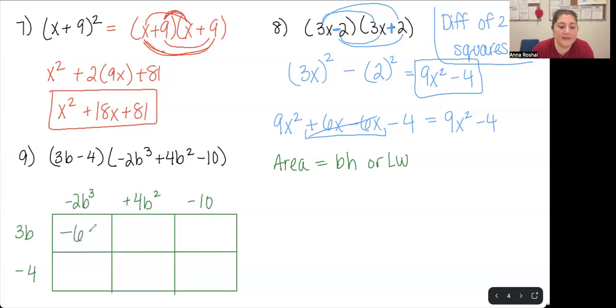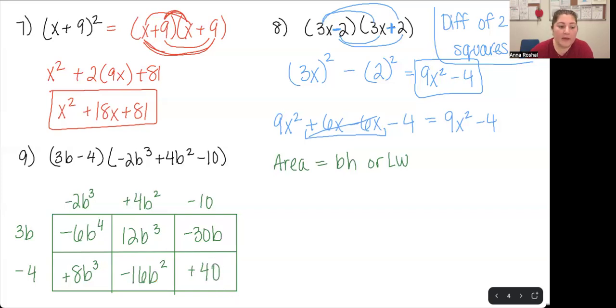So this will be negative 6b to the fourth. 3b times 4b squared is going to be 12b to the third. 3b times negative 10 is negative 30b. I'm going to do the same exact thing with this negative 4 and all of these numbers. So this will be positive 8b to the third, negative 16b to the second, and positive 40.